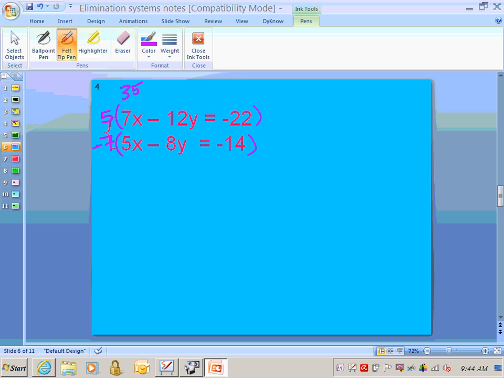So my top, 5 times 7 is 35x minus 12 times 5, 60y equals 5 times 22. 22 and 5, that's a 10, right? And 11, so 110.